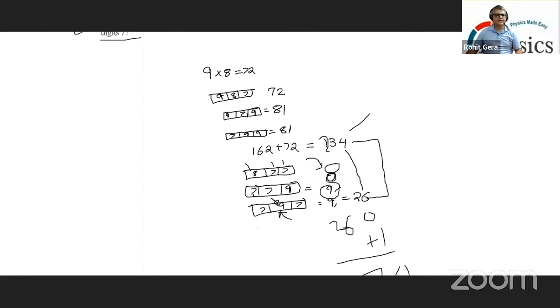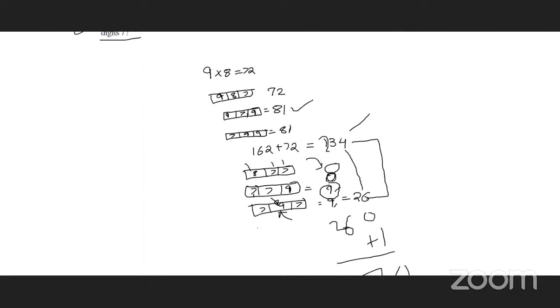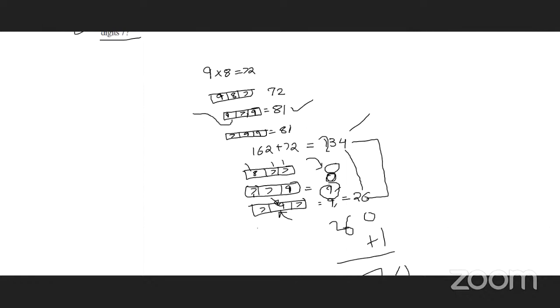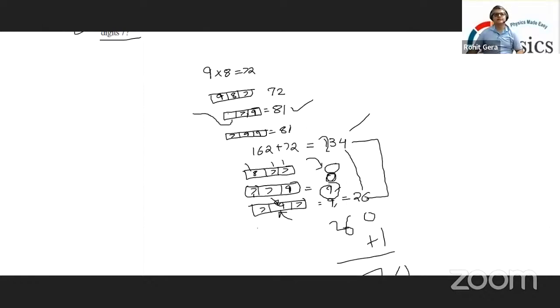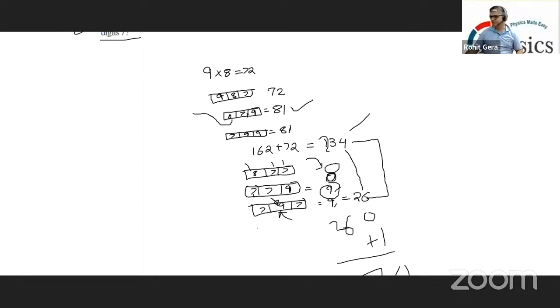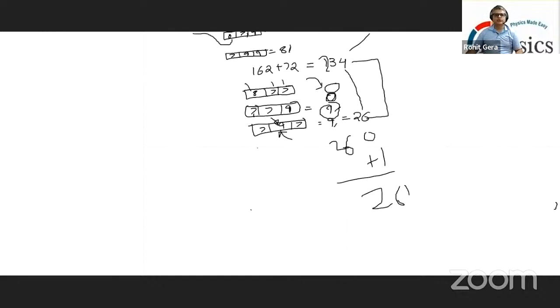Either this should be 72. You can't have a 7 here, you can't have a 0 here. This should be 72. I agree. Which one? Ah, this is 72. Yes, 72. Now we get the answer. So 261 minus 9, it has come. Good job done.